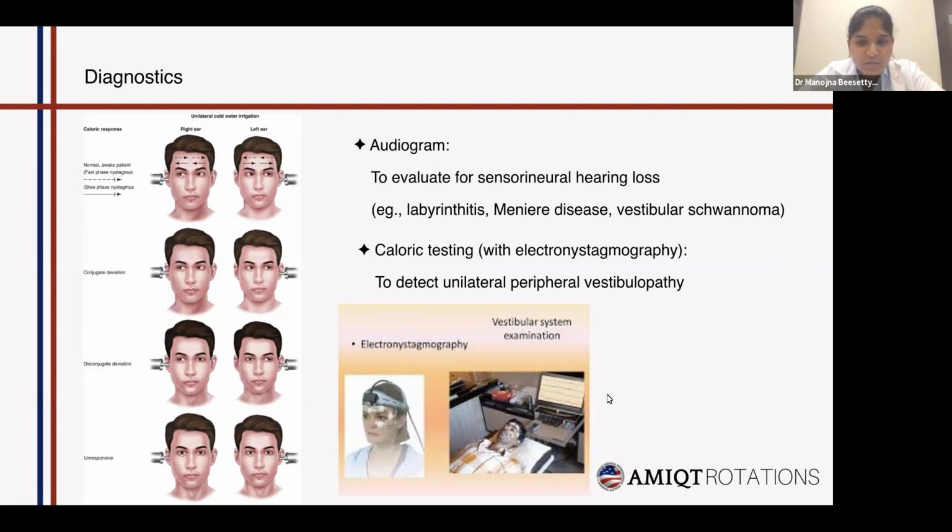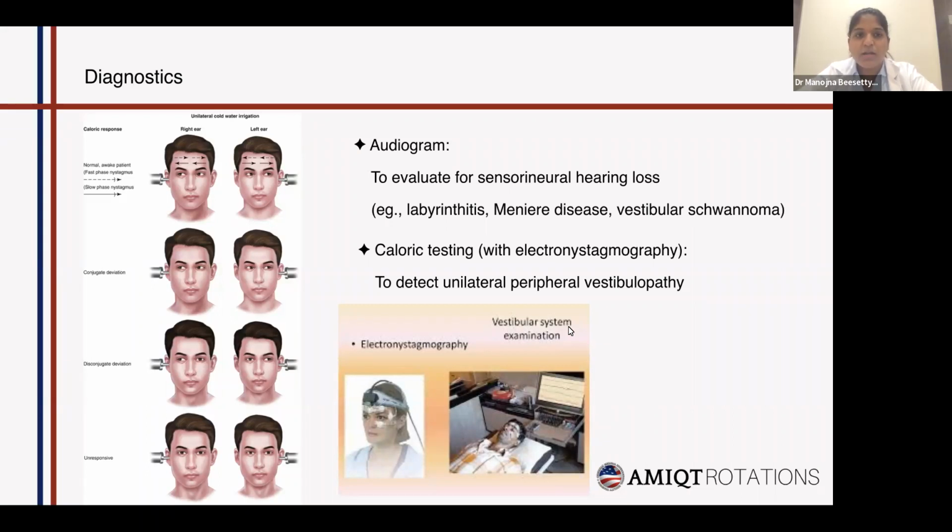The pictures here show us how caloric testing with electronystagmography is done. The patient is asked to sit up straight and fix the central gaze as usual. When cold water is injected into the ear, a normal caloric test shows nystagmus towards the opposite side, and when hot water is injected into the ear, the nystagmus should be towards the same side as the injection.